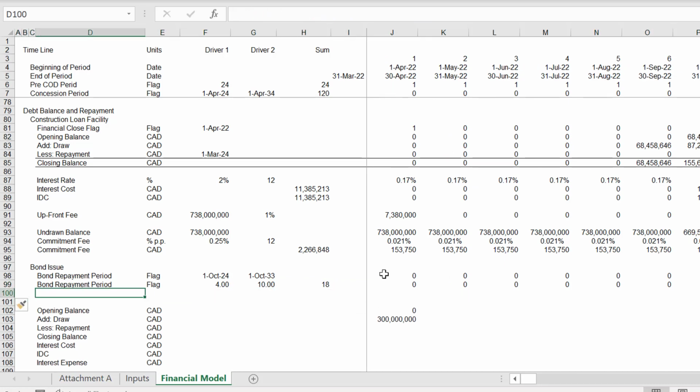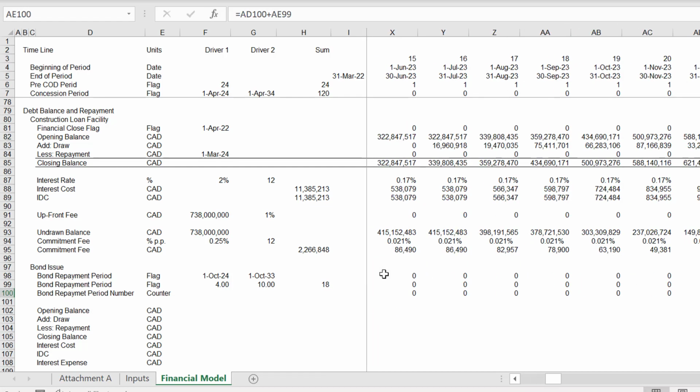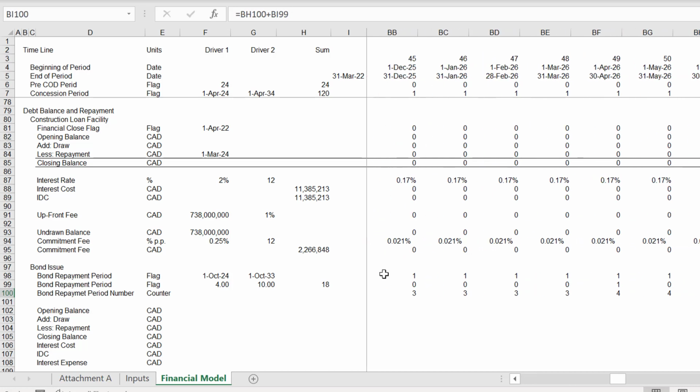And then you put a bond repayment period. How about period number? And you put a counter. Let's call this a counter. You often have to do things like this: you go backwards and go upstairs. And then we're counting.